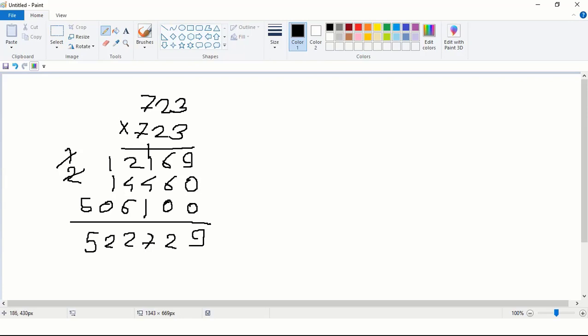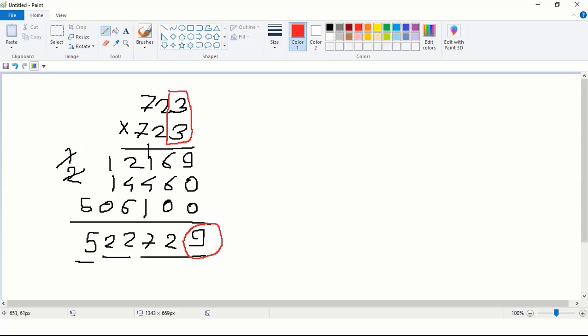So it will be 5,22,729. What I want to show is the most important thing. Let me change the color. If we observe the last digit of the result of 723 whole square, this 9 depends on this 3 into 3, 9.